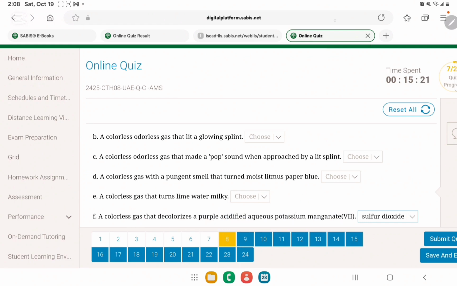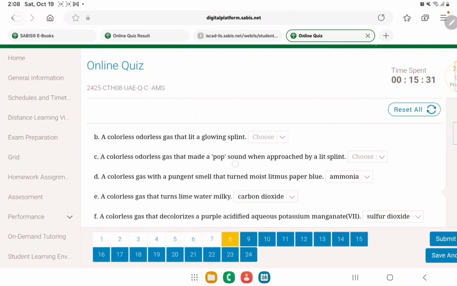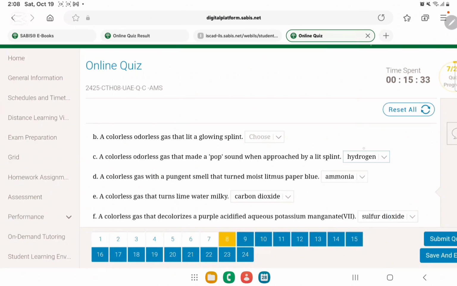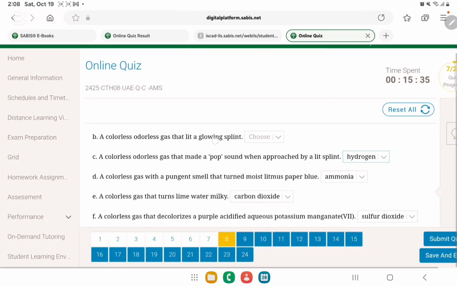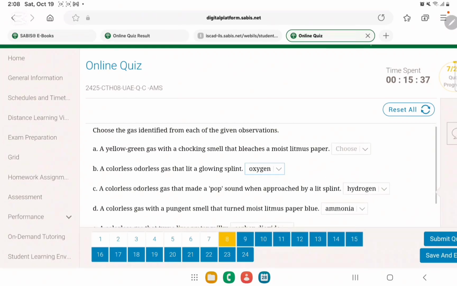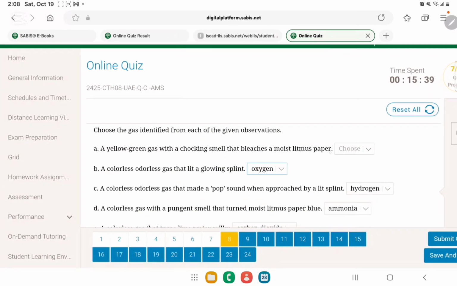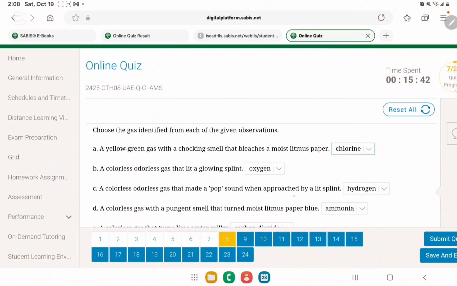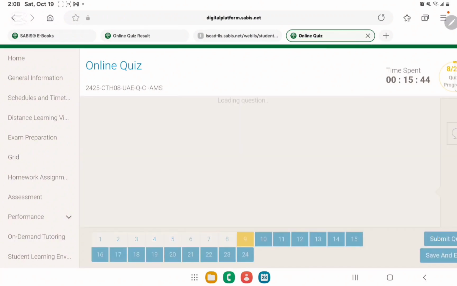Okay, and then turns lime water milky, CO2. Pungent smelling gas, ammonia. Colorless odorless gas with a pop sound, hydrogen. Glowing splint, oxygen. And bleaches litmus paper, chlorine. Okay, you have to memorize those.